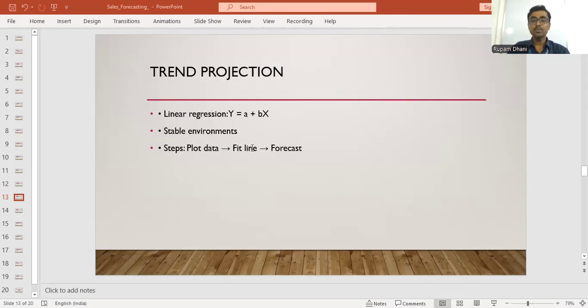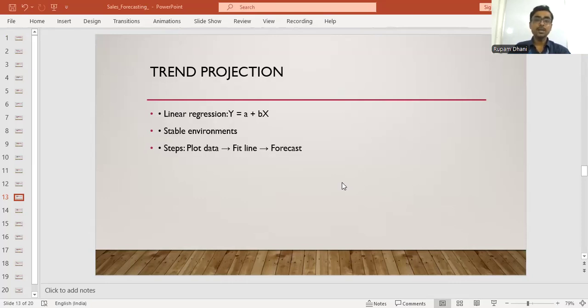The method involves plotting historical sales data, and as every one of you knows, the linear regression equation is basically y equals a plus bx, where y is the dependent variable, that is the sales, dependent on x, that is the time, and a is the intercept and b is the slope. So this is the trend projection.